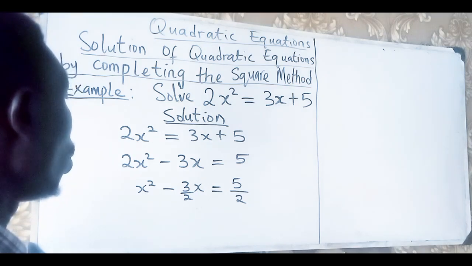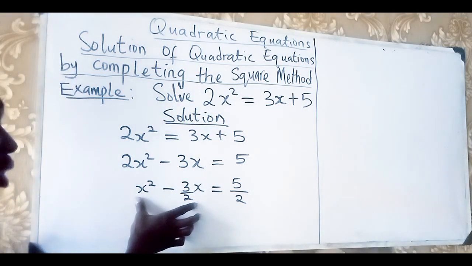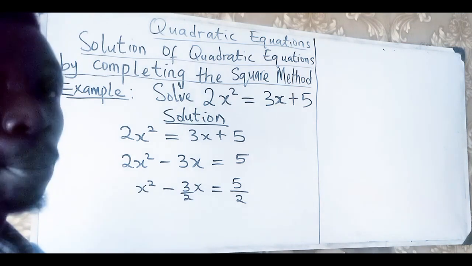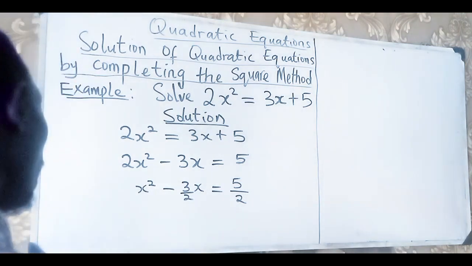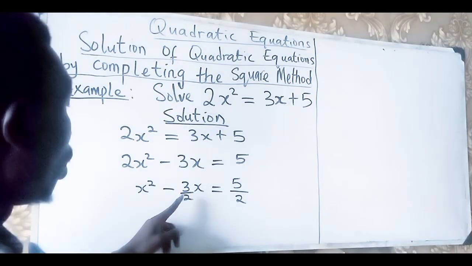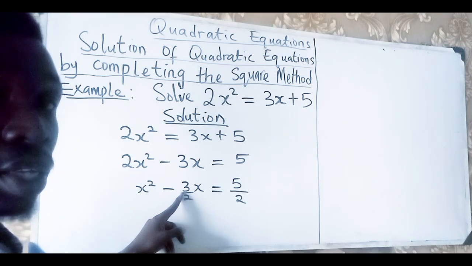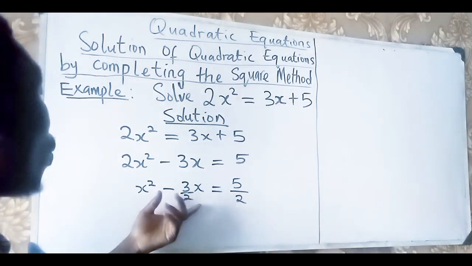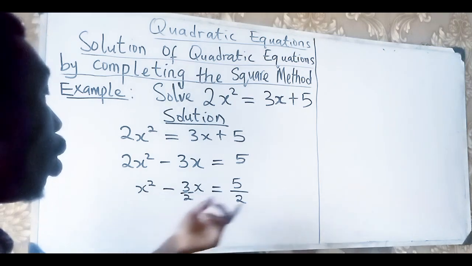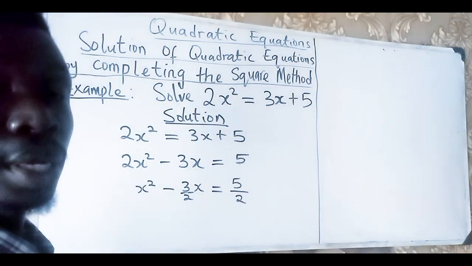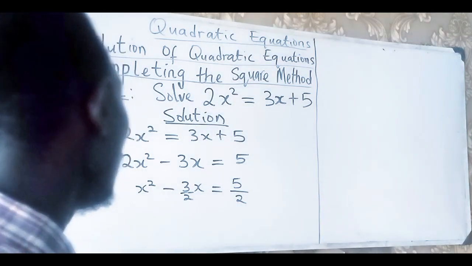Next, we are going to make the left hand side a perfect square. How do we do that? We are going to add half the coefficient of x, squared, to this side. Once we do that, this side becomes a perfect square. But whatever we add to this side to make it a perfect square will also be added to the right hand side to make it balanced, to get a balanced equation.